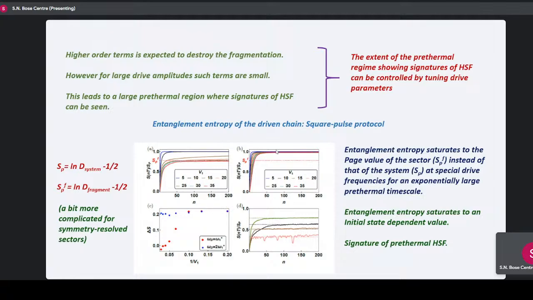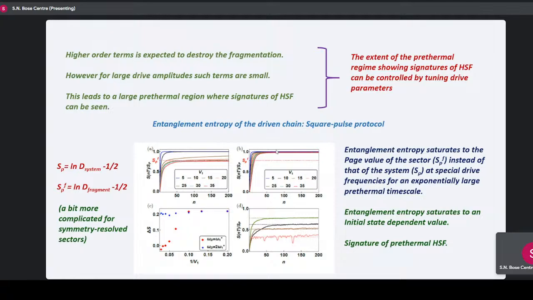So since I'm running out of time, let me just quickly go through the entanglement entropy. So what we do is that we start from an arbitrary state in the Fock space, so an arbitrary Fock state in the Hilbert space, and we drive this. So when we drive this at a frequency other than the special frequency, and for drive amplitudes which are reasonably large, within a few tens and hundreds of cycles, the entropy grows and it goes to its Page value.